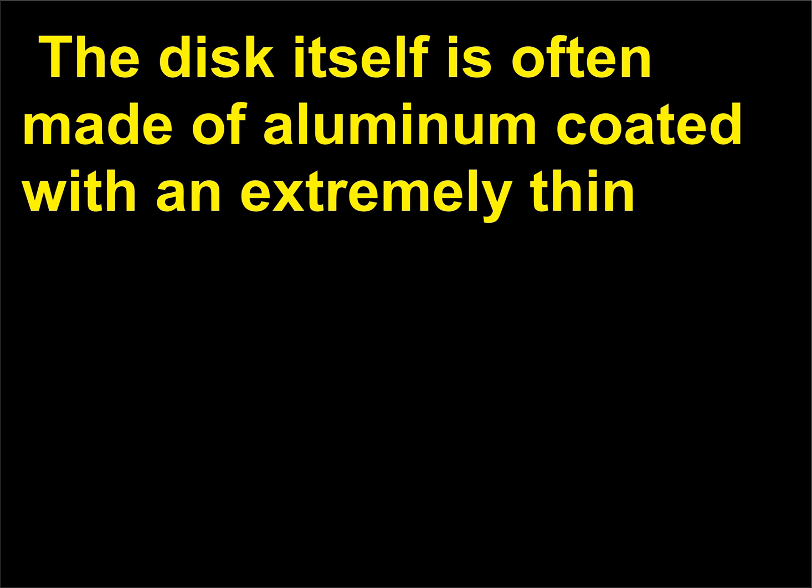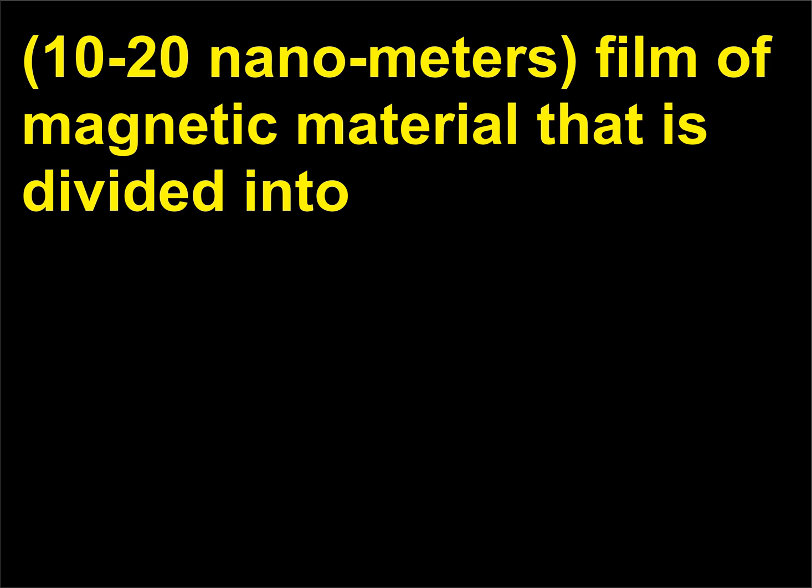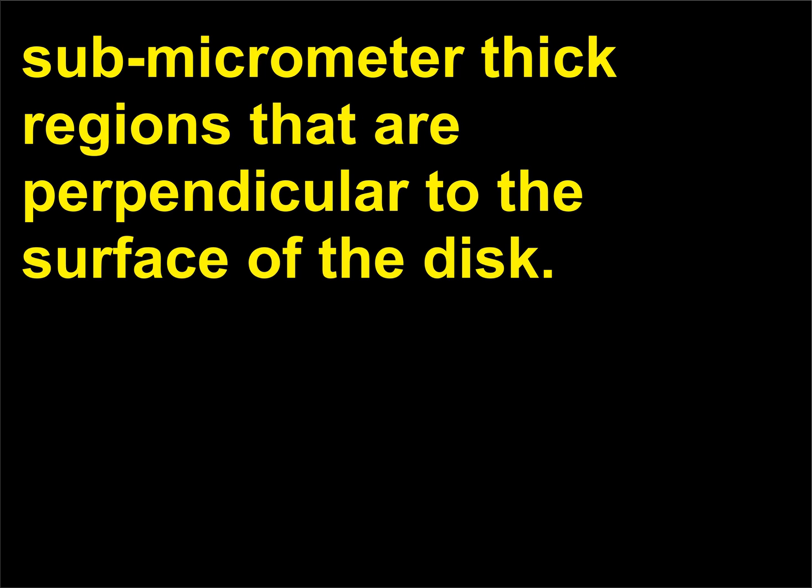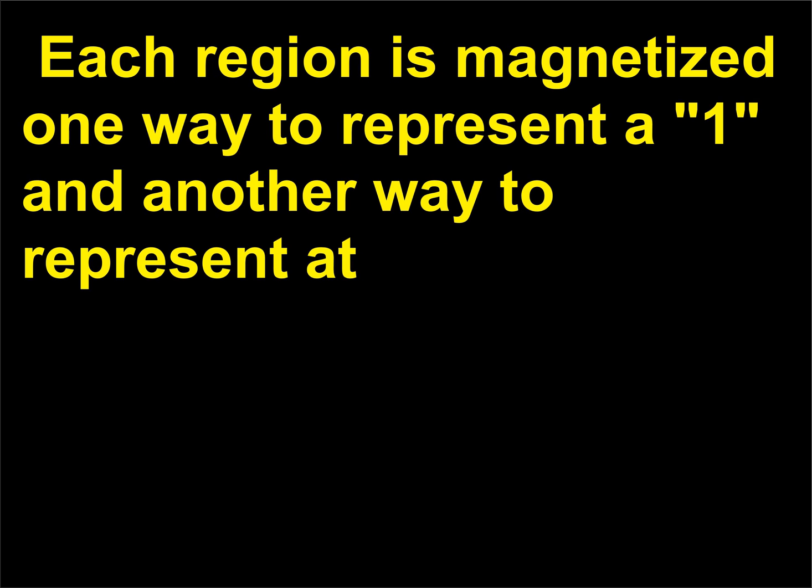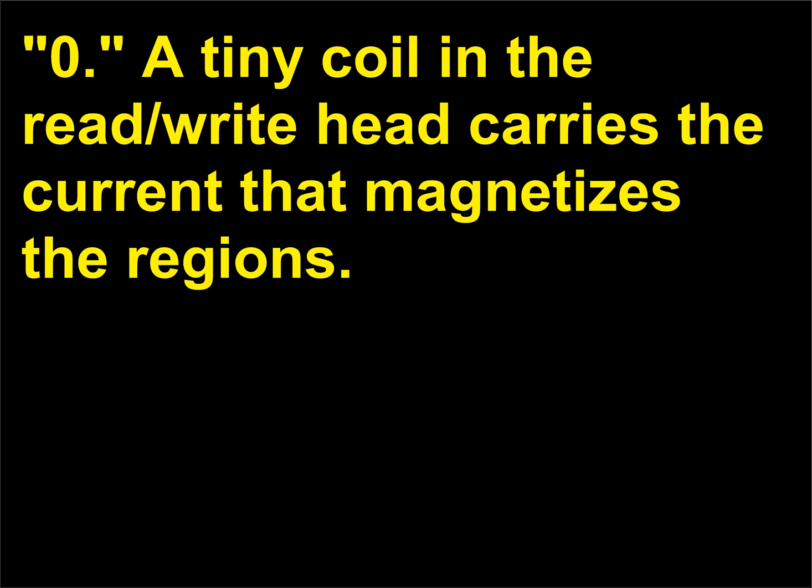The disc itself is often made of aluminum coated with an extremely thin, 10 to 20 nanometer film of magnetic material that is divided into submicrometer thick regions that are perpendicular to the surface of the disc. Each region is magnetized one way to represent a 1 and another way to represent a 0. A tiny coil in the read/write head carries the current that magnetizes the regions.